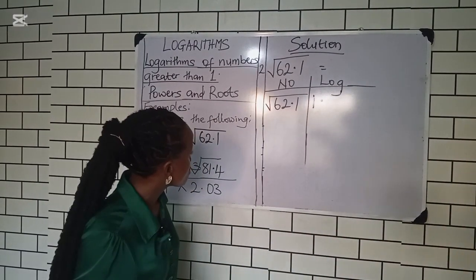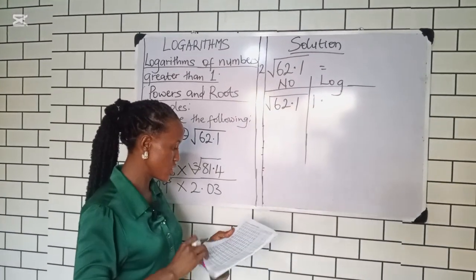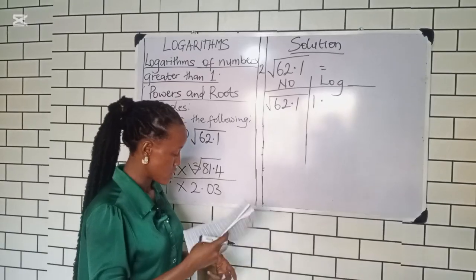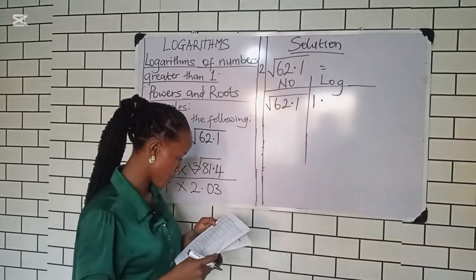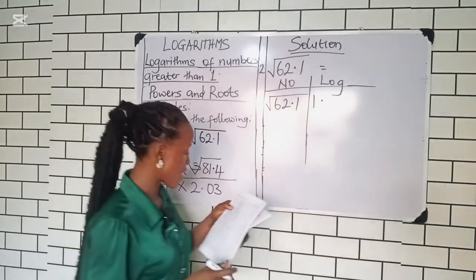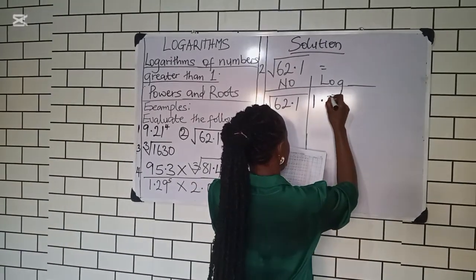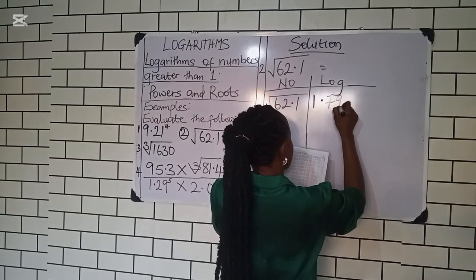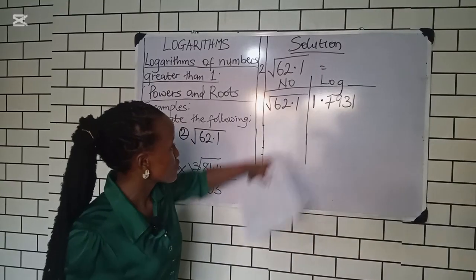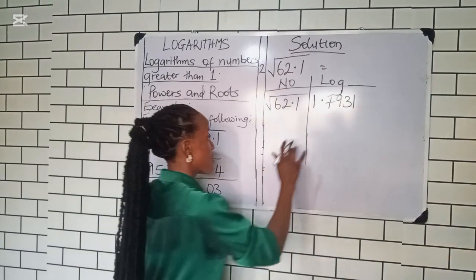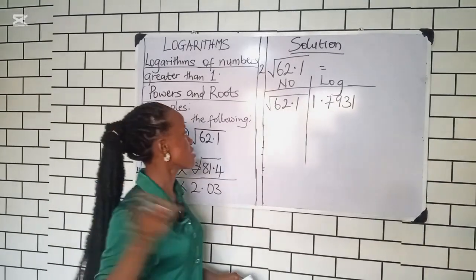Now we're going to look for 62 under 1 in our logarithm table. 62 under 1 will give us 7931. What we have here is square root, therefore we are going to be dividing by 2. Square root, you divide by 2. Cube root, you divide by 3, and so on.